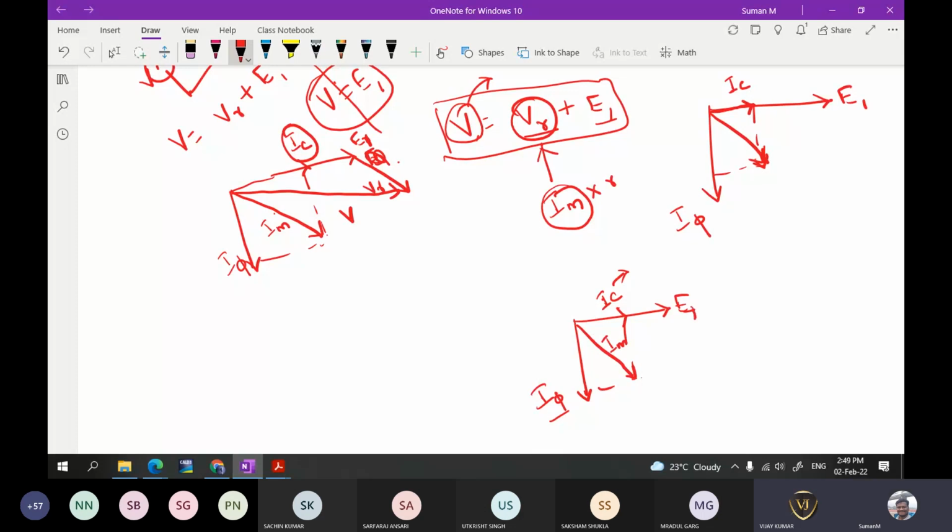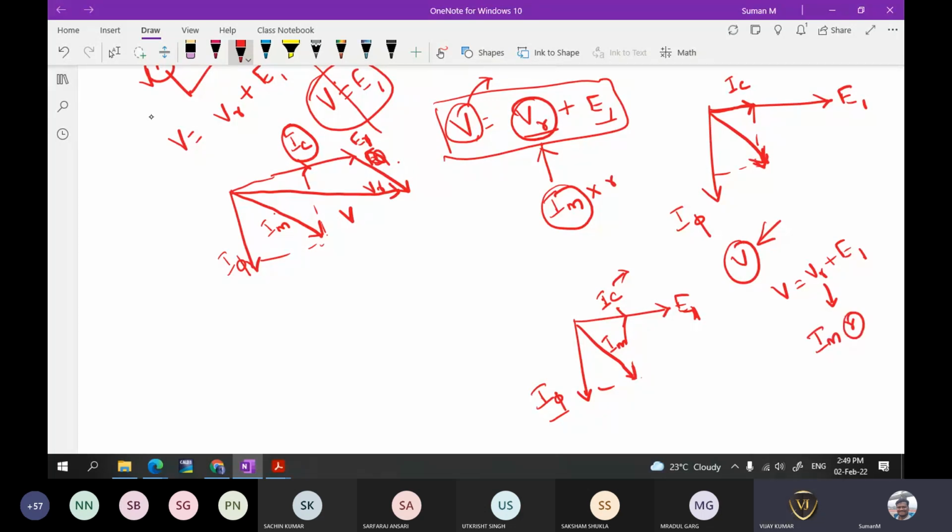Now we have written E1. We wanted to represent V in the phasor diagram. What is V? V is nothing but VR plus E1. So now we have to write this VR. What is VR? VR is the voltage drop across the resistor, that is given by Im into R. This is the resistance value.